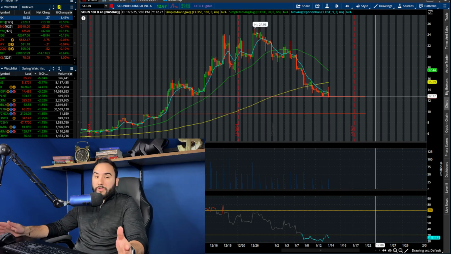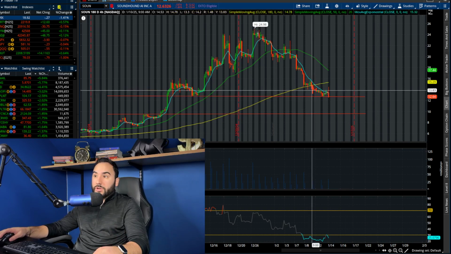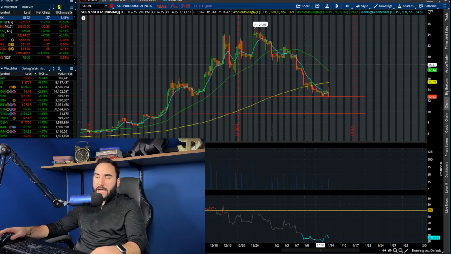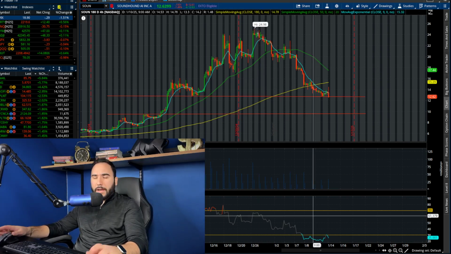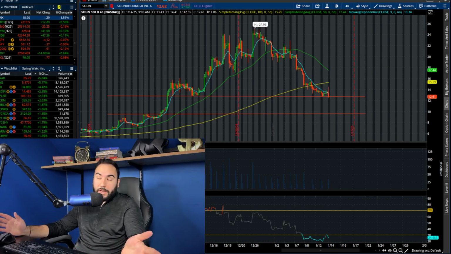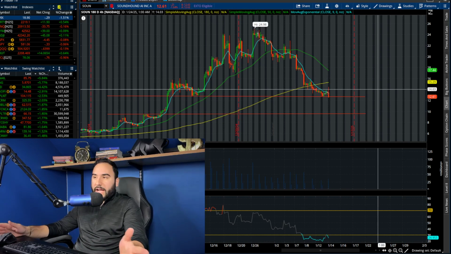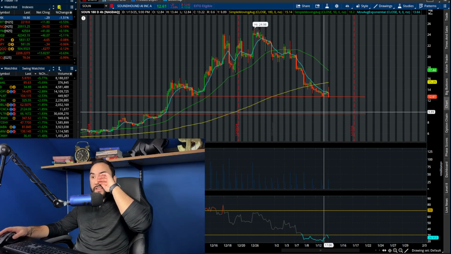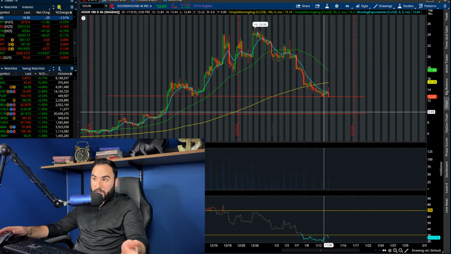So I'm keeping it real, guys. Charts are not looking the best right now on SoundHound AI. And I'm just sitting on my hands. I'm not buying here. I'm not selling. I'm not even in it, so I can't sell. But I'm just sitting on my hands. If it gets down to like $10, that might be a spot where we get a relief rally.